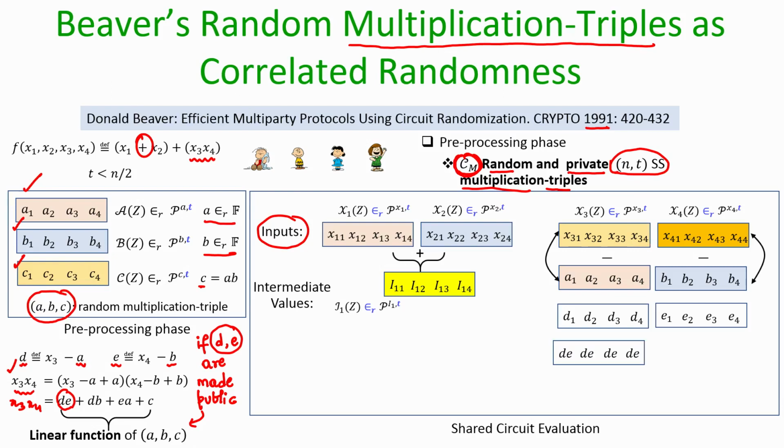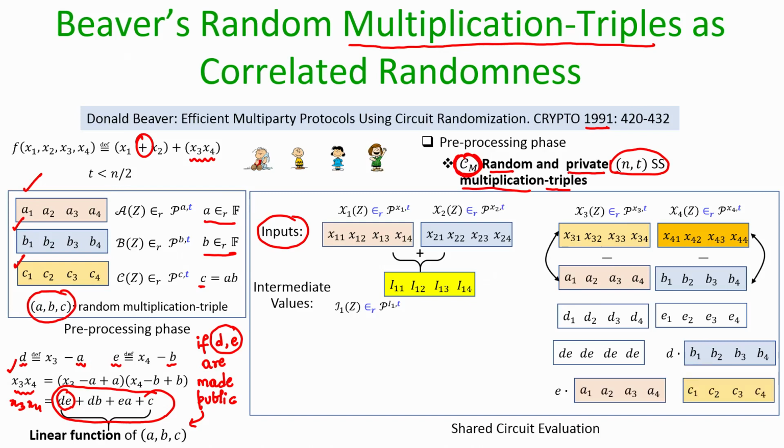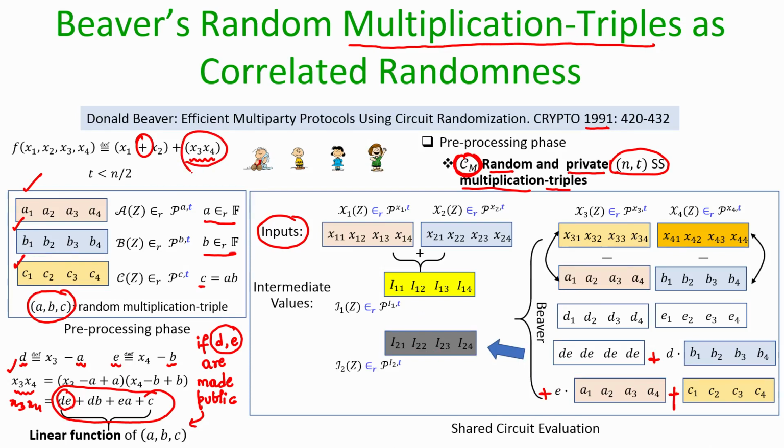And now, once D and E are public, we just have to compute this linear function in a secret shared fashion, which we know how to do. D times E is a public constant. So, parties take a default share of D times E as the share of D times E, and then they have their respective shares of B which they multiply locally with D, they have their respective shares of A which they locally multiply with E, and they have their respective shares of C. And now, if they add all of them together, they obtain their respective shares of the output of this multiplication gate in a secret shared fashion.